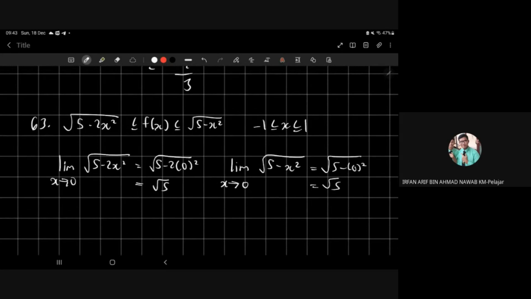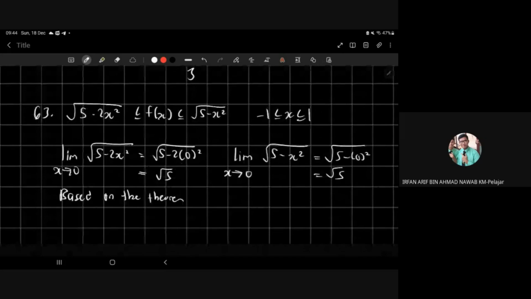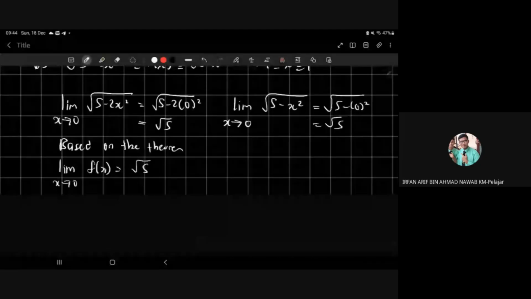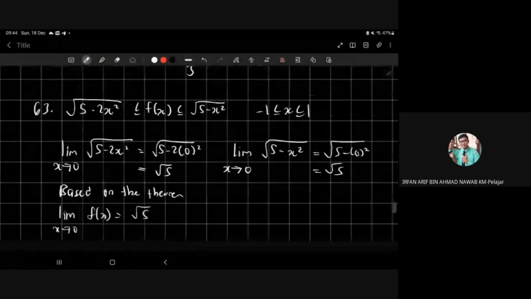So based on the theorem itself, as the limit as x approaches, f of x, we should get square root of 5 as well. So that is our final answer. Okay. Hopefully there are no issues solving this limit by using the sandwich theorem.